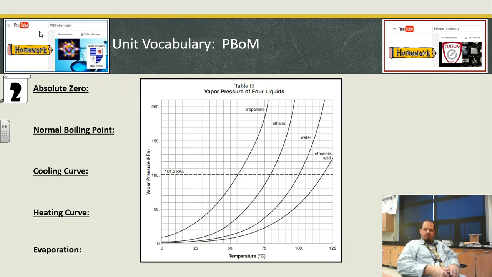Normal boiling point. Here is Table H. That dotted line is 1 atmosphere. It's also 101.3 kilopascals. That was on a reference table quiz. And that is what is considered normal.